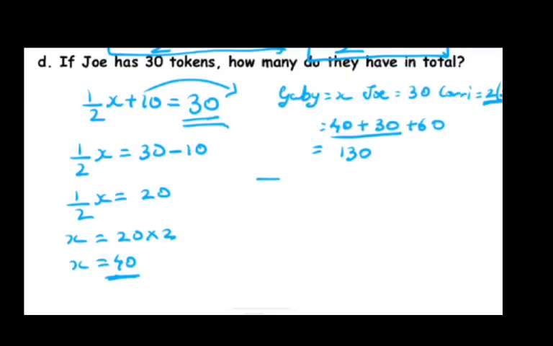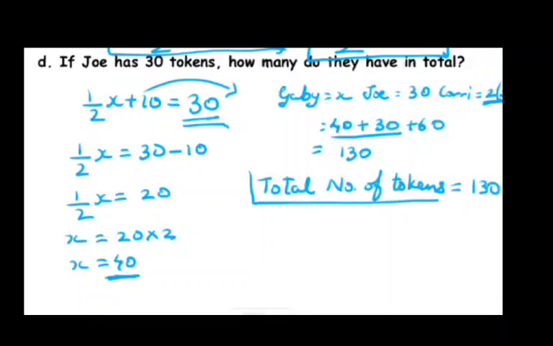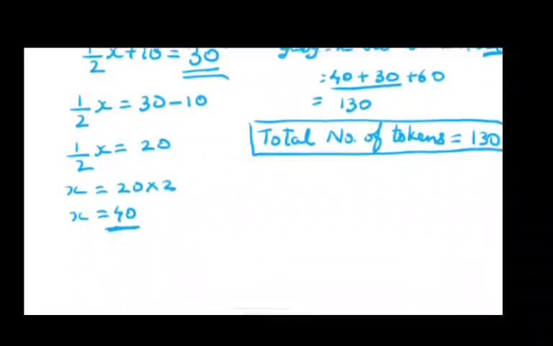So, the total number of tokens is equal to 130. Highlight your answer by putting it in a box.